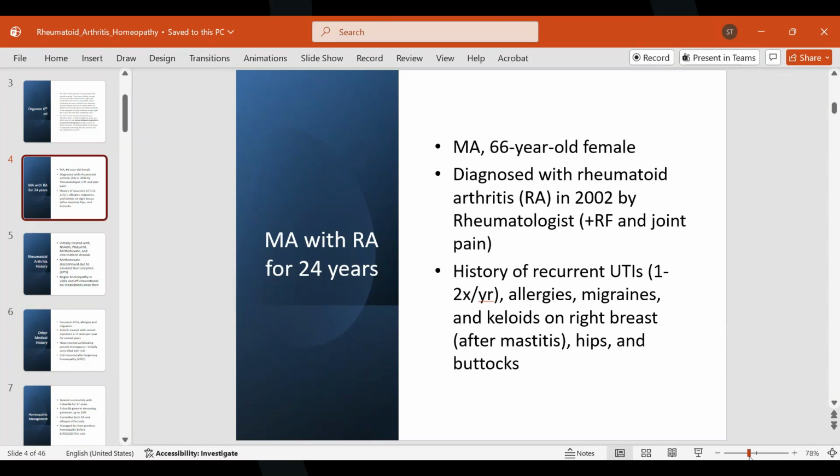She had a history of recurrent UTIs. With homeopathy, it's not just treating the joints, we're treating the whole person. She also had allergies, migraines 1 or 2 times a year, and she had keloids on her right breast after a mastitis with her children and on her hips and buttocks. So she had a tendency to form keloids. That's important for us homeopathically.